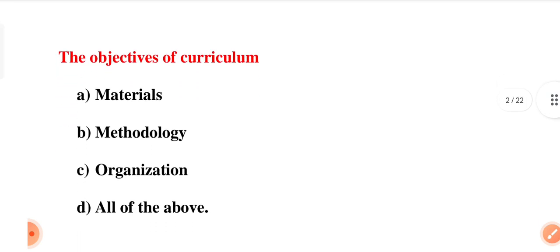Today we will see some of the basic questions of nursing education subject. Okay, so the first question is, the main topic of the nursing education subject is the curriculum. So the first question is the objectives of curriculum. So the question is, what is the objectives of curriculum?